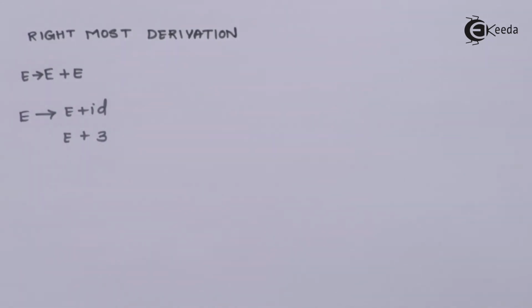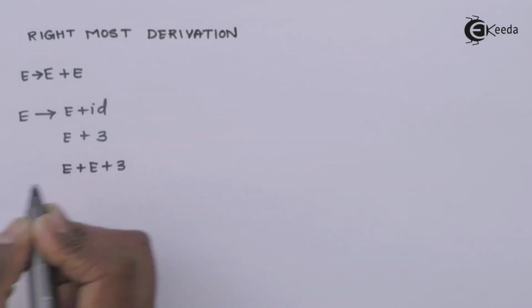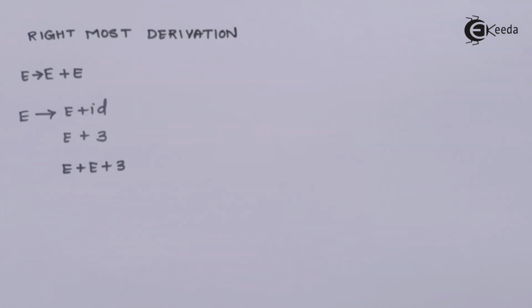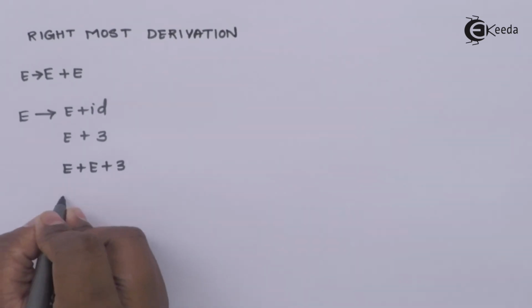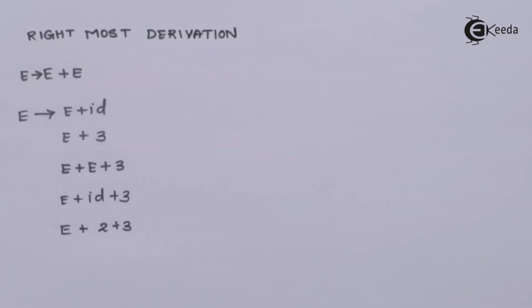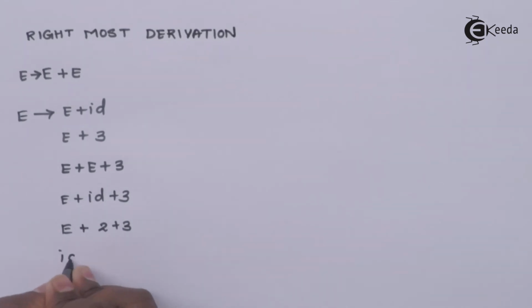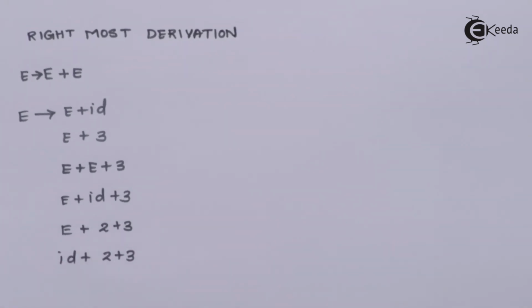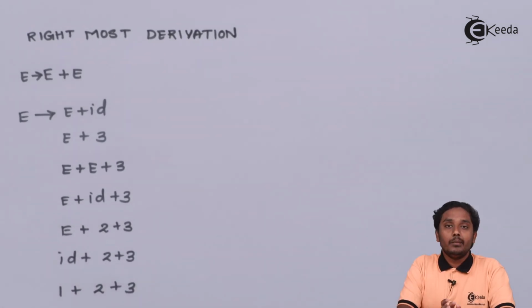Now we need one more plus, so we will resolve the first E using the production E produces E plus E. Now again the rightmost E will be replaced with ID to get the symbol 2. Now we need to get 1. First we are using the production E produces ID, then we are using the production ID produces 1. You can see that we have produced the rightmost derivation of 1 plus 2 plus 3.